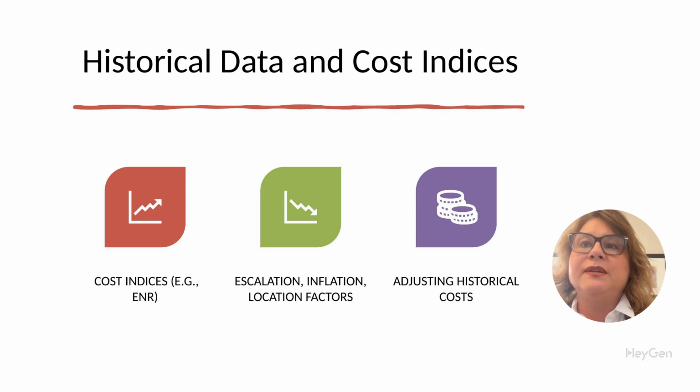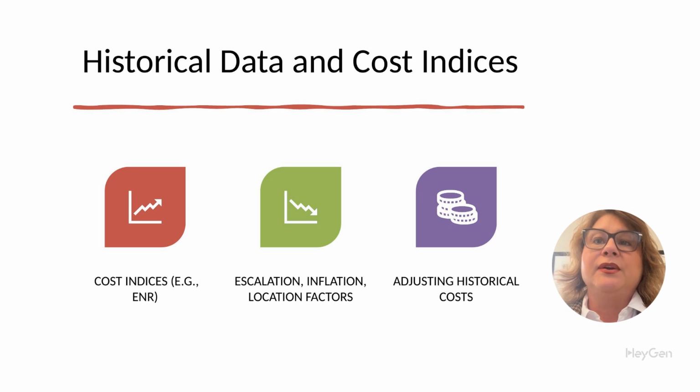Now that we've talked about the different types of area metrics, let's focus on how we adjust costs over time and across different locations. If you're using historical cost data, whether from your own firm, RS Means, or a government source, you can't just plug it into today's estimate without adjusting it. Let's break this into 3 key factors you always need to account for.